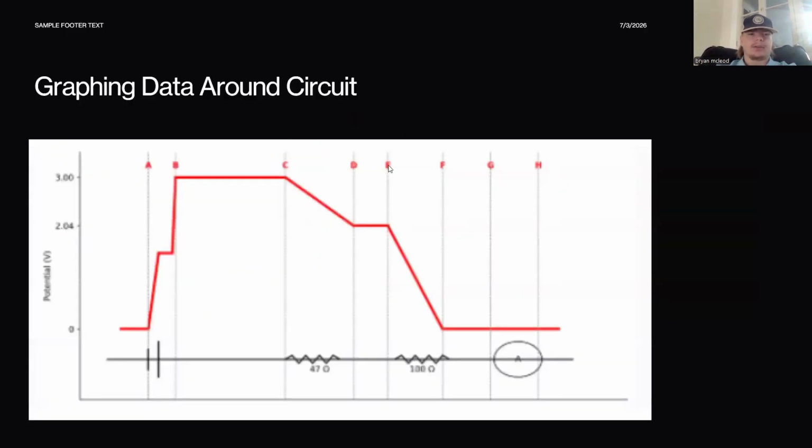Here's a graph of our data around the circuit. So these are the voltage measures around our circuit. You can tell around this area right here, around F, it all goes to zero, but the sum of all this combined should equal zero.